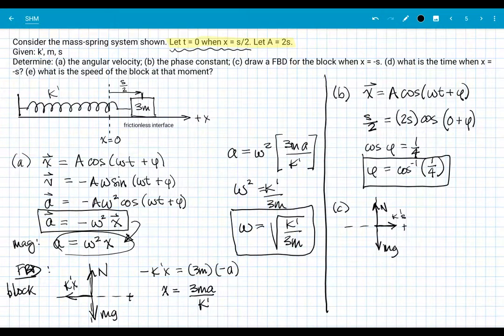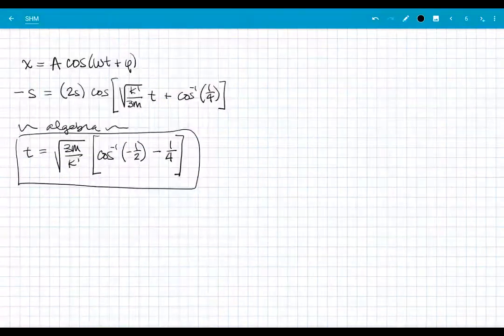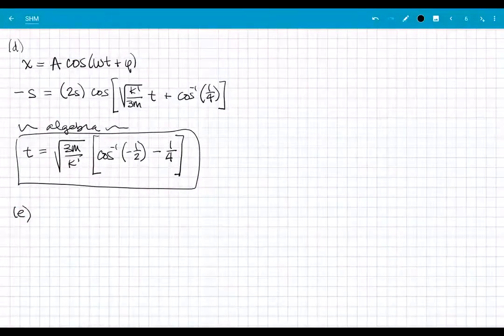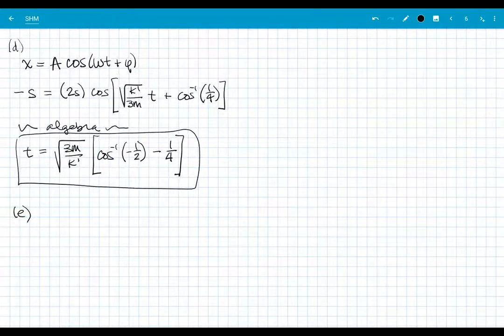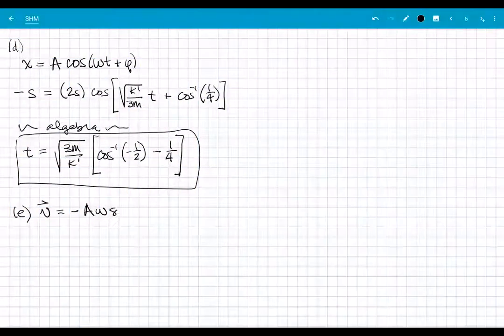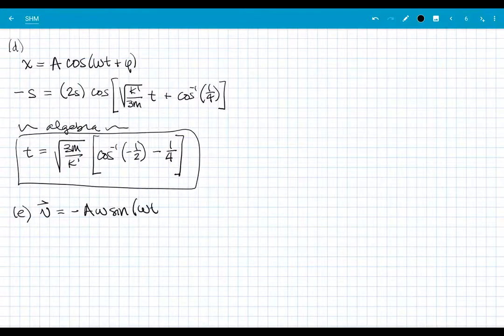And part E asks us, what is the speed of the block at that moment? Okay, so that was part D, and now we're into part E. Part E asks us for the speed of the block at that moment. Well, I know that I have my velocity equation. Remember that when we first wrote the position equation, we also wrote the velocity equation here. So now finally someone's asking me about velocity. Negative A omega sine omega t plus phi.